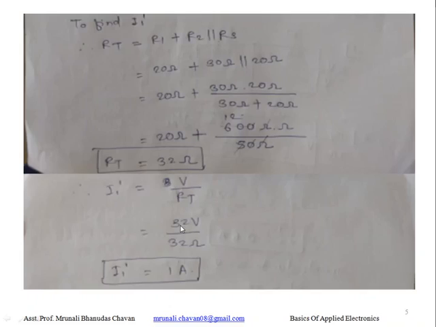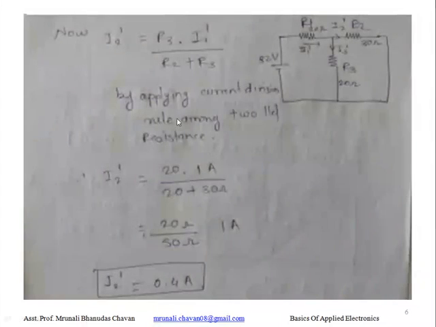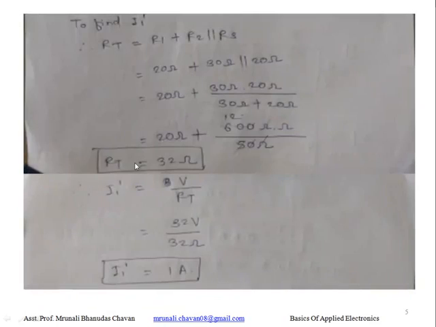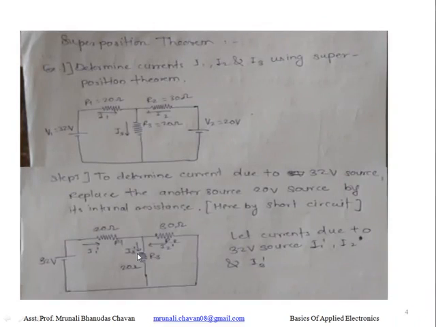As we know the value of V is 32 volt, and we get RT as 32 ohm, we get I1 dash is equal to 1 ampere. Now step 2. Here we found I1 dash. Now we have to find the currents I2 dash and I3 dash. How will we find these currents? As this I1 dash gets divided into these two parallel resistances, we can use the current division rule among parallel resistances, and we can find the currents I2 dash and I3 dash.